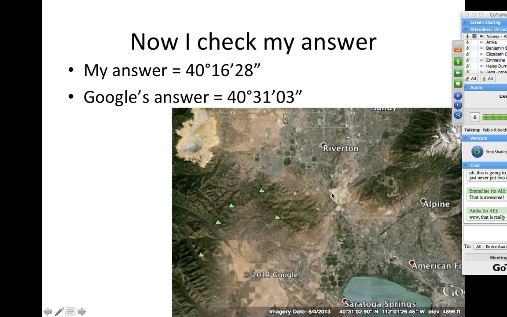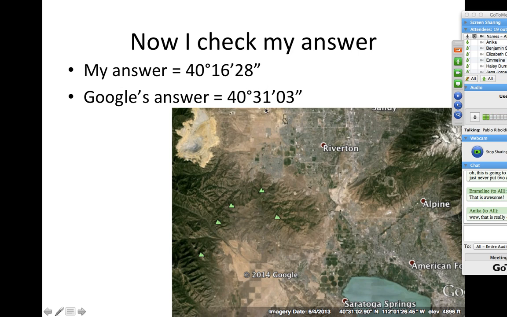And so I put my mouse over the exact place where I was, which was a parking lot here in IKEA by Riverton, in Draper. So it was around this area, and I got that the latitude is 40 degrees, 31 minutes, 2.9 seconds. My answer was 40 degrees, 16 minutes, 28 seconds, to 40 degrees, 31 minutes.